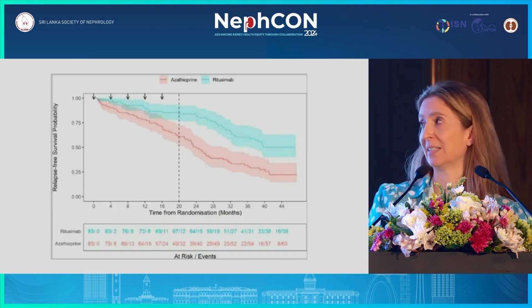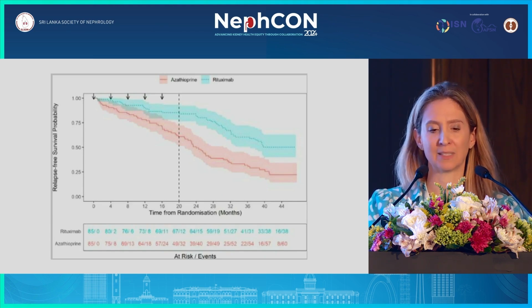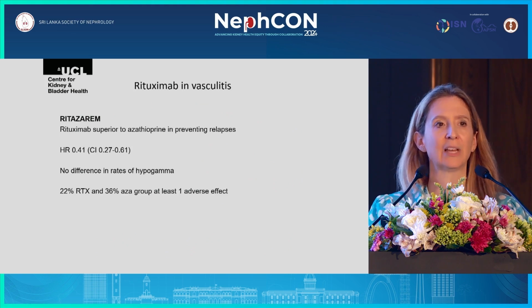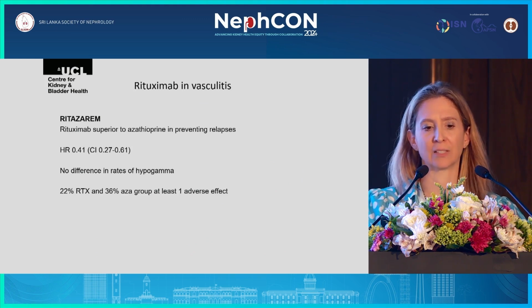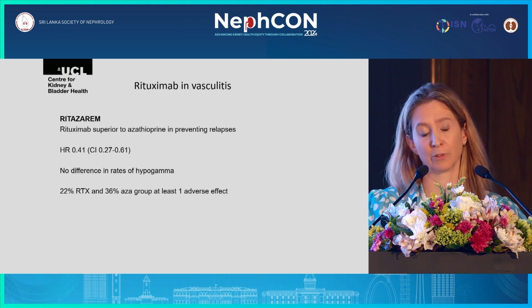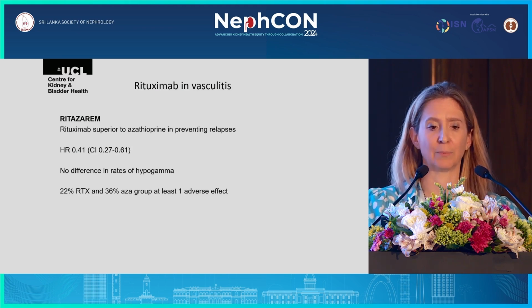This trial basically demonstrated there were many more relapses in the patients who had azathioprine as maintenance compared to rituximab. Therefore, rituximab was superior in preventing relapses with a hazard ratio of 0.41, and there were no differences in rates of hypogammaglobulinaemia, which is always a concern with repeated rituximab dosing. There were similar adverse effects in both groups.